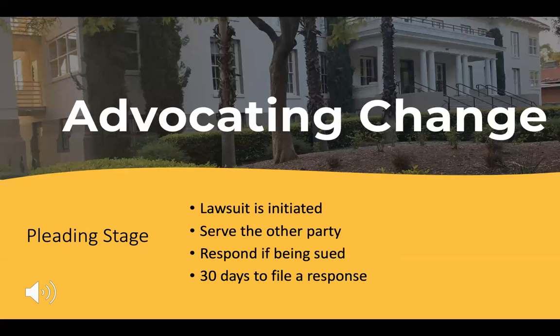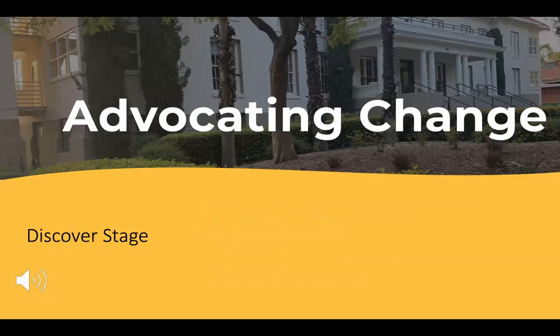Or the alternative: you are being sued and you have been served with a complaint, in which case you have 30 days to file a response to state your defenses or attack the complaint.